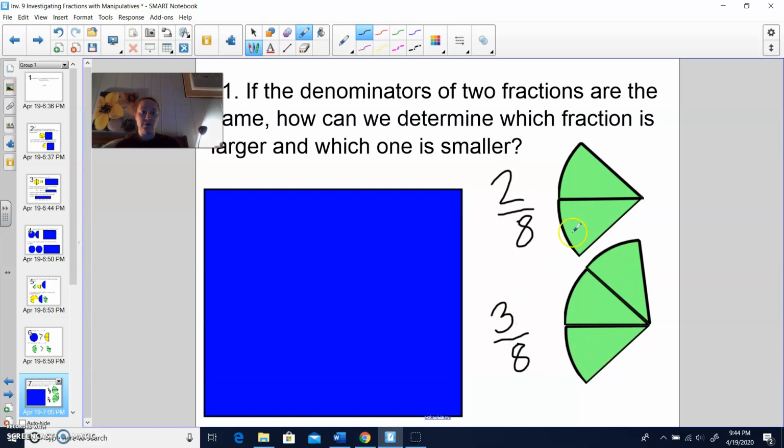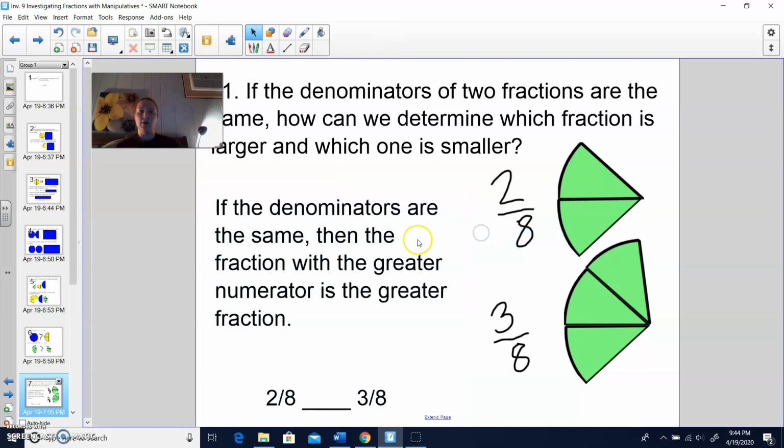Okay, it is 3/8. So now looking at the numerator, what do you notice? This is the larger of my pictures. This is the larger of the numbers. So thinking about that, your answer to this question, how can we determine which fraction is larger and which one is smaller if the denominators are the same? If the denominators are the same, then the fraction with the greater numerator is the greater fraction. So if the bottom number is the same, the denominator is the same, look at the top number, and the bigger top number means the bigger the fraction.